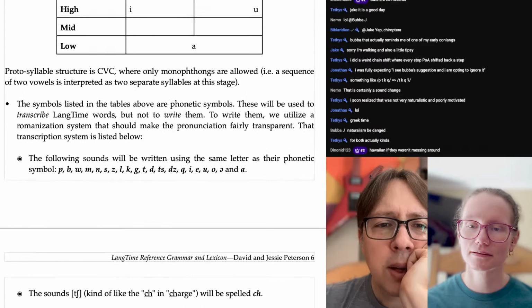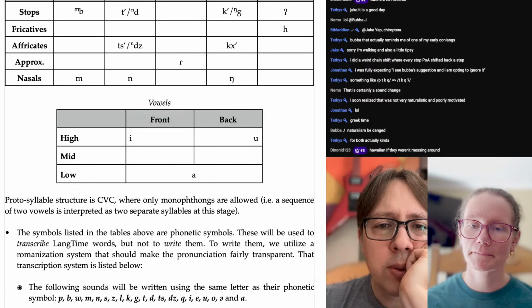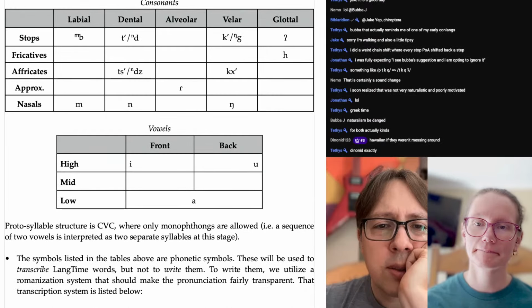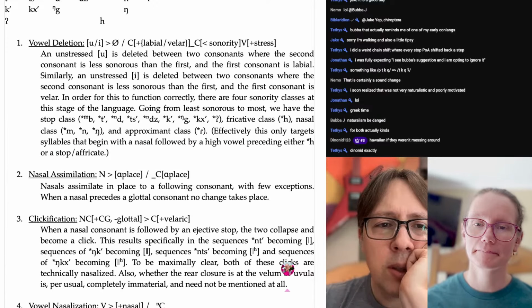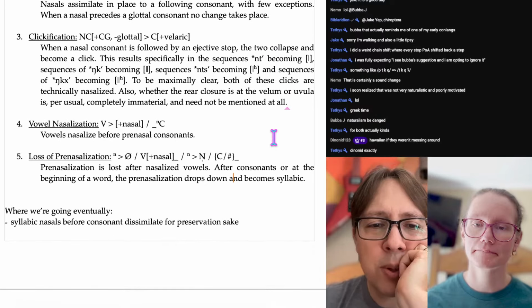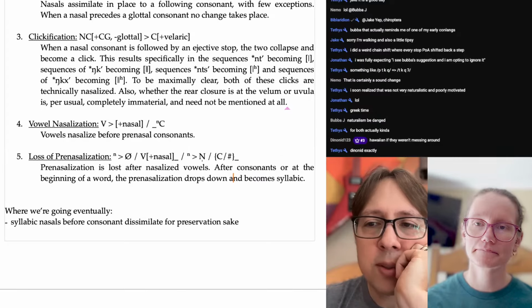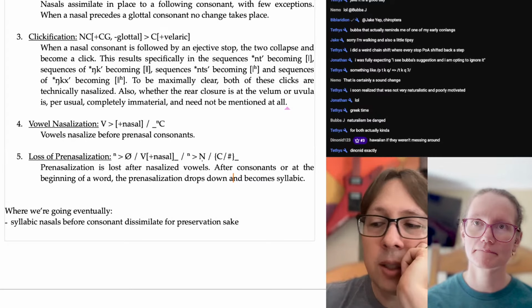Okay, I've got another question for folks. What happens tonally to a syllable that is preceded by a glottal stop? So glottal stop starts it. This could be the beginning of our chain.